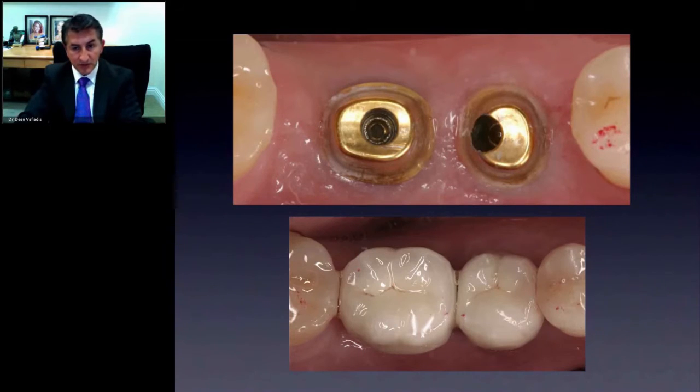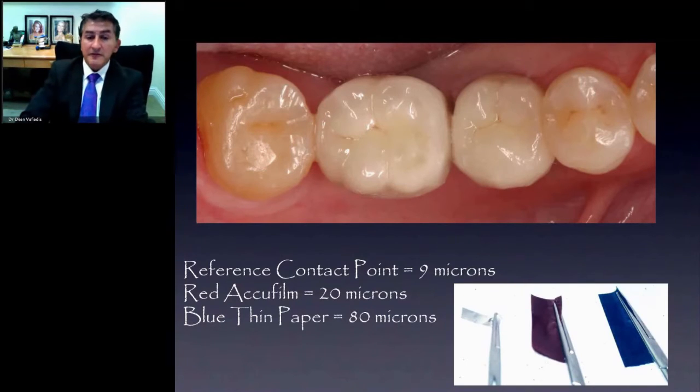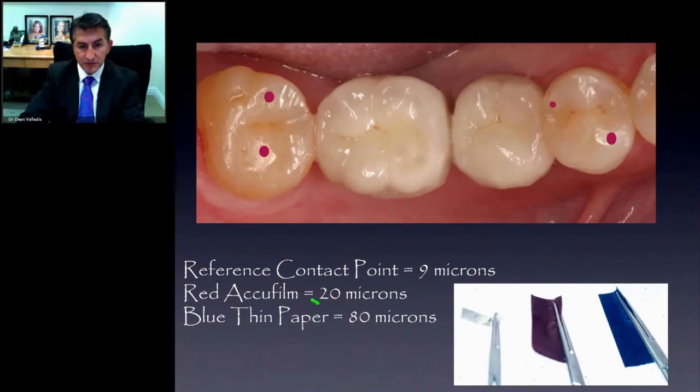Now let's talk about occlusion a little bit. When we talk about occlusion of implants, a lot of folks talk about light occlusion. So how do we make our occlusion? This is a natural tooth here. We use artist foil, red paper, and blue thin paper, which is actually the thickest. It's 80 microns. So when we do our first test, we want to have our natural teeth hit in our centric position. In centric position, these teeth may have a little intrusion.